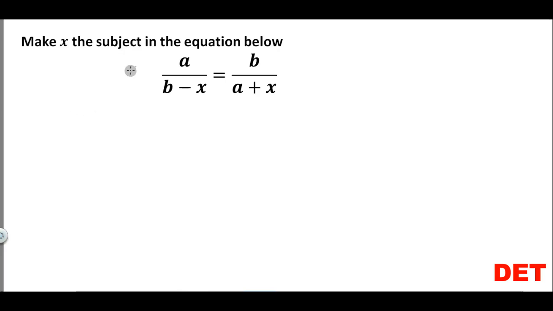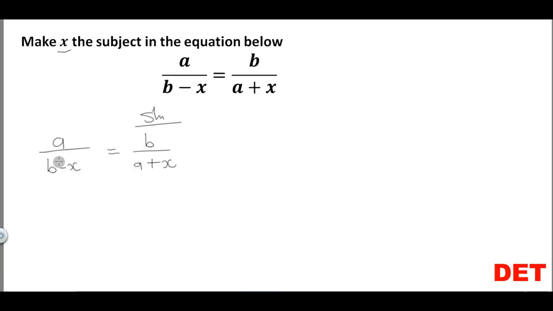Make x the subject in the equation below. So the equation here is a over b minus x equal to b over a plus x. All right, this is the equation that we're given. So the equation is a over b minus x equal to b over a plus x. So we have to make x the subject in this equation.